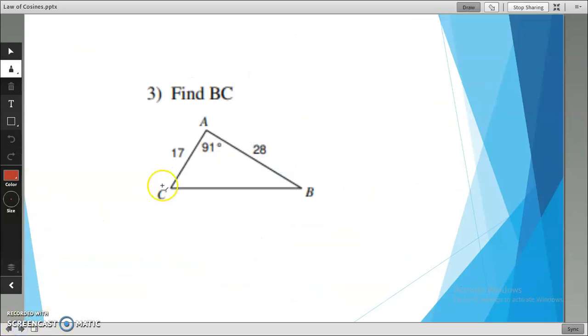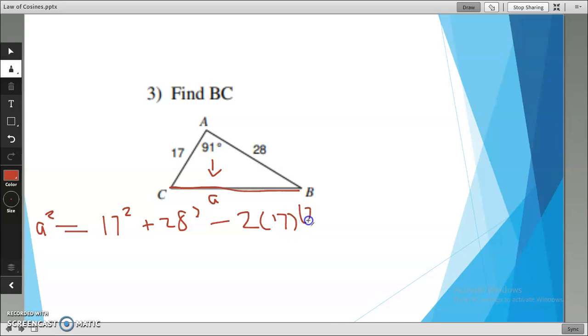Okay. Let's do one more, just for luck. I'm looking at side B here, it's right across from here. So we'll say this is my side A. So we have a squared is equal to 17 squared plus 28 squared minus 2 times 17 times 28 times cosine 91. Again, 91 is in that quadrant, should be over here, so it's going to be negative, right? So I'm going to add again.